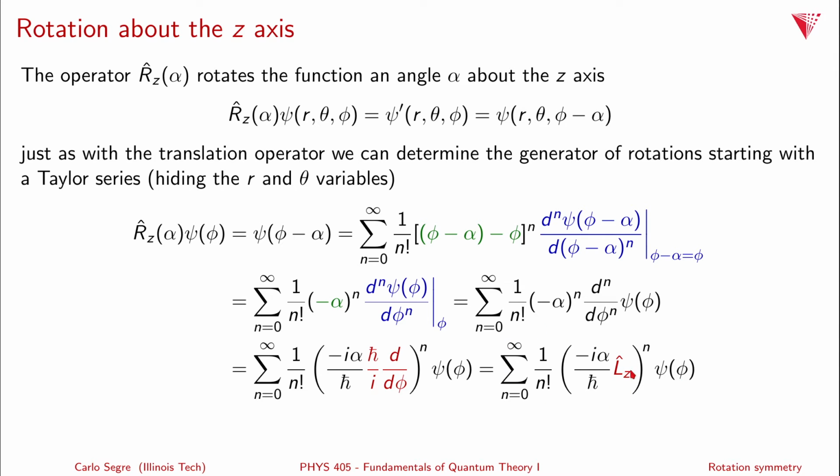But this is simply a sum which gives you an exponential function. And so this is equal to e to the minus i alpha L sub z over h bar applied to psi of phi. But that means that comparing this term and this term up here, R sub z of alpha is equal to e to the minus i alpha L sub z over h bar.